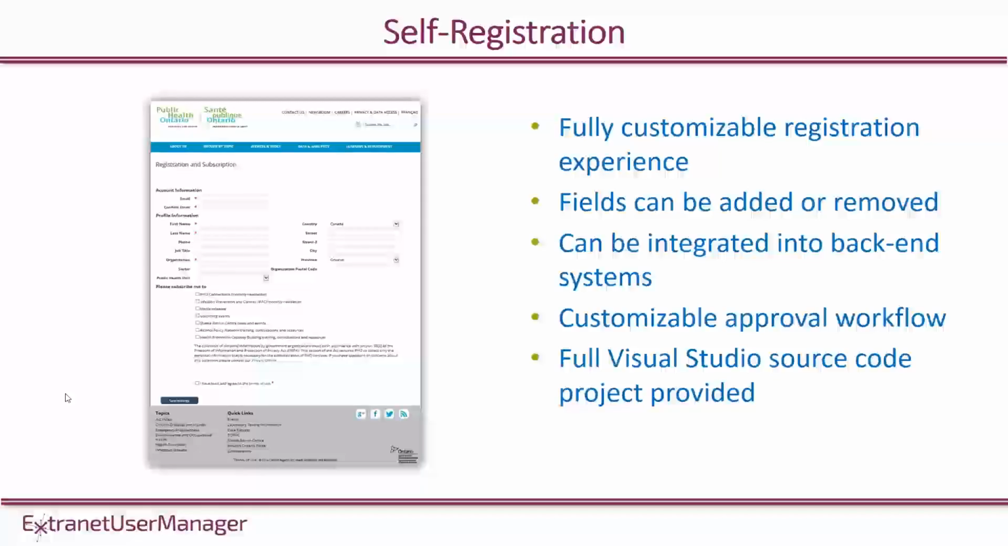Next is self-registration. I mentioned at the beginning, you may have an invitation-only process where you know your external users, or you may want to present a form. Public Health Ontario is one of our examples we're going to show later of a registration form. This is fully customizable. It's actually its own Visual Studio project that you can add fields to and remove fields from. We can build custom rules, requirements and approval processes around that. So this can be as simple or as complex as it needs to be depending on your client requirements.